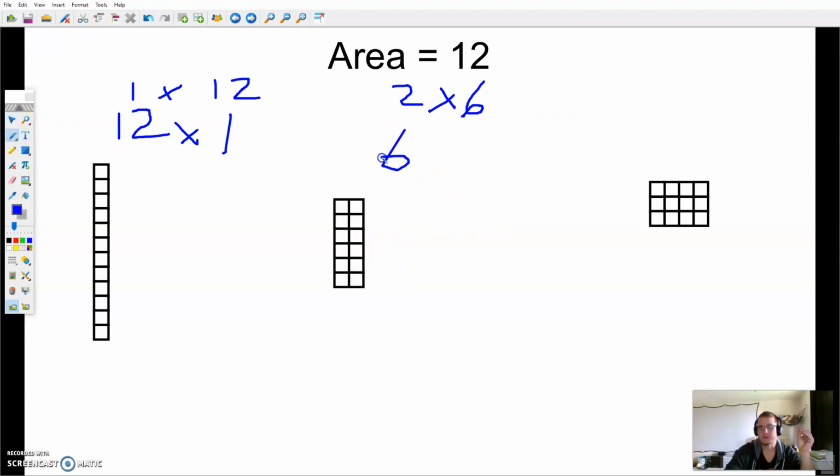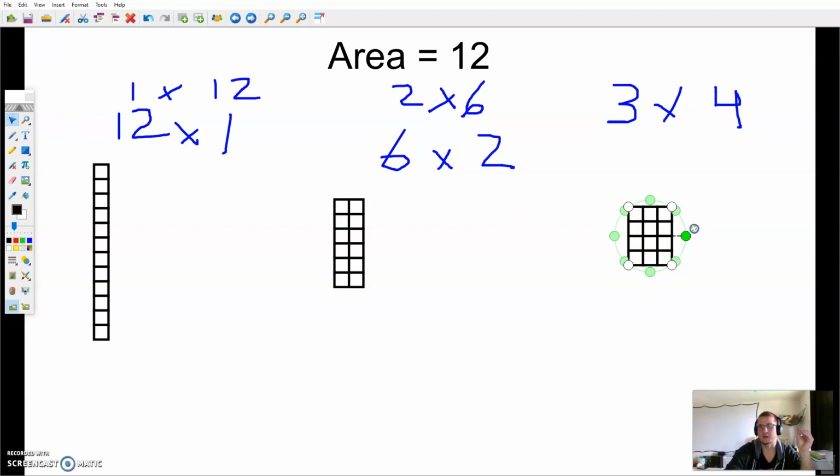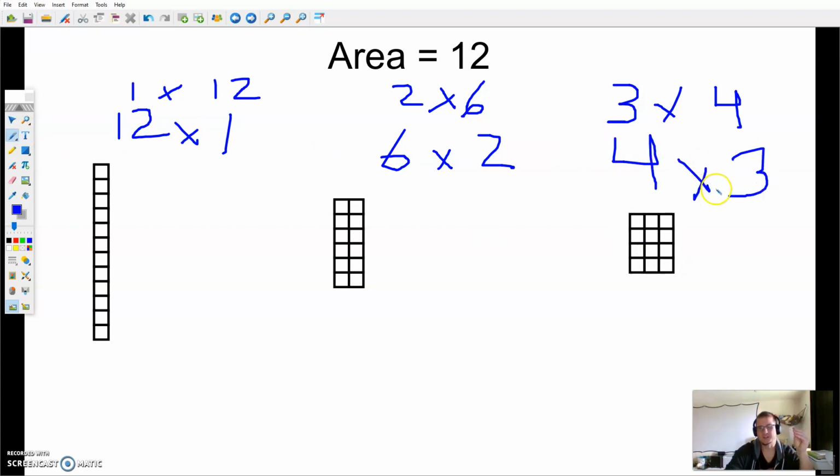And now it's 6 by 2. Or if this is 3 by 4, again, that commutative property tells us that that can rotate. And we now have a rectangle that is 4 by 3. So those dimensions would work, any of those would get us a rectangle that has an area of 12. But they would all have different perimeters.